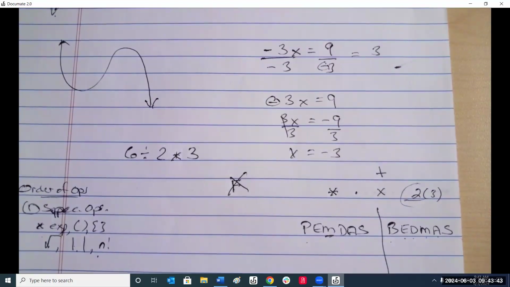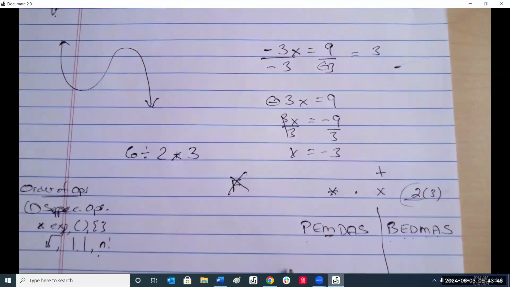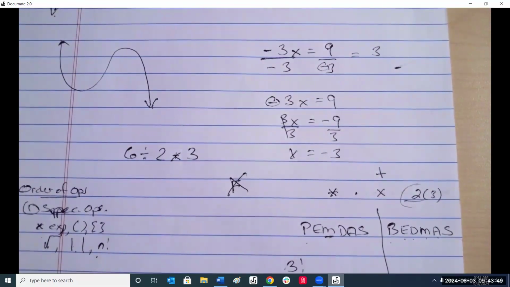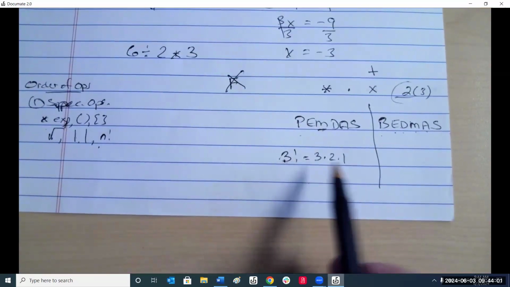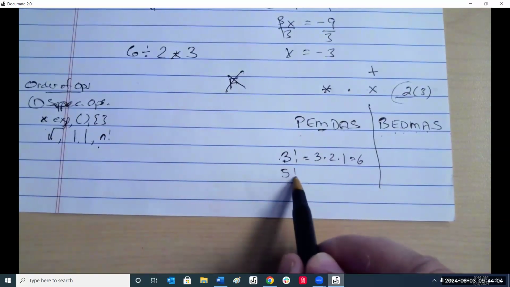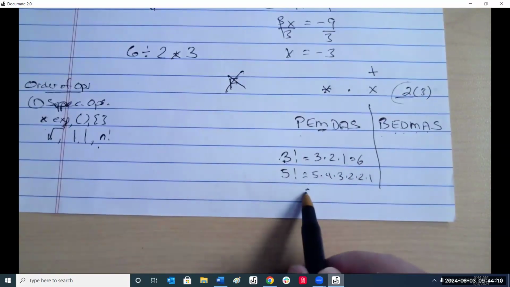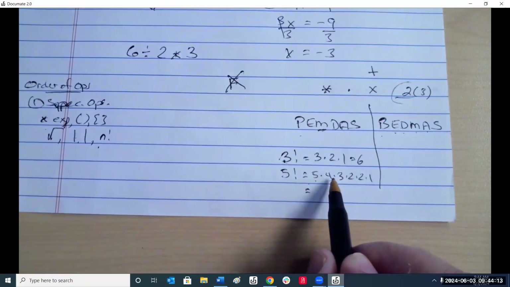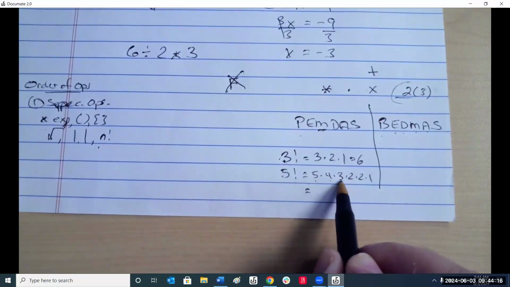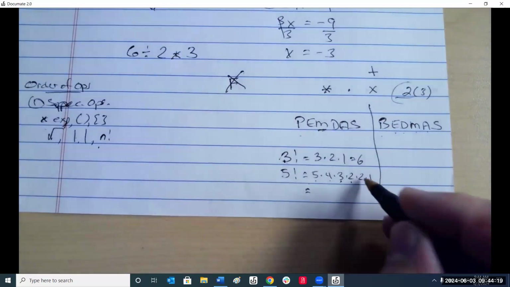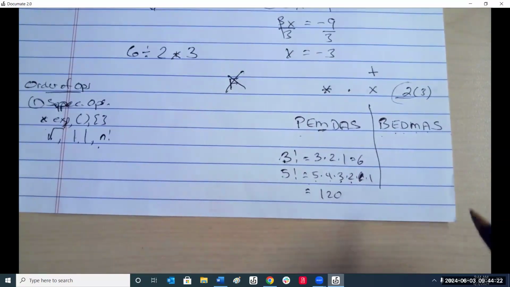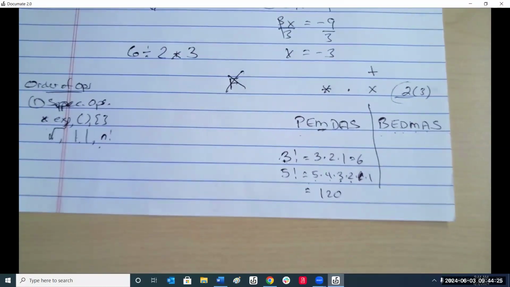How many of you ever heard of a factorial? Factorial is used in statistics. It's a counting technique. It's whatever number's in front of it, multiply that number down to 1. So 5 factorial is 5 times 4 times 3 times 2 times 1. 5 times 4 is 20, times 3 times 2. I got 2 3s, 6. Times 1 is 120. That's a factorial. Again, that's not anywhere in PEMDAS or BEDMAS.